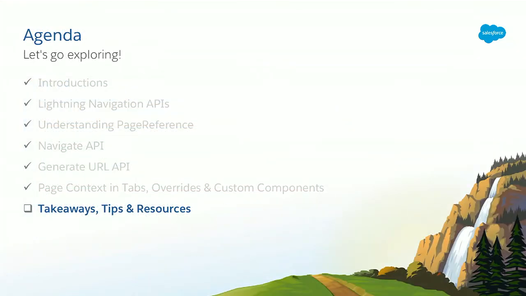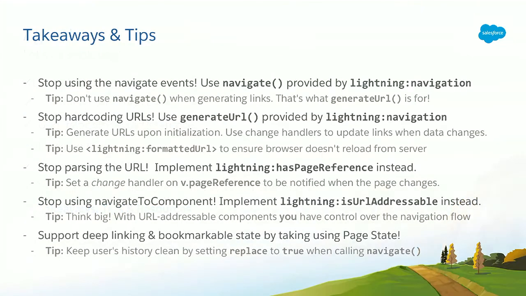All right, so with the last minute I have, I'm going to talk through some takeaways and tips. You should stop using the navigate to events. Start using the navigate API through the Lightning navigation. You should stop hard coding your URLs. You should use generate URL. You don't want links to break in the future. You also want to use something like Lightning formatted URL instead of traditional anchors, so that you can ensure that the page transitions occur within the browser instead of going back to the server and coming back.